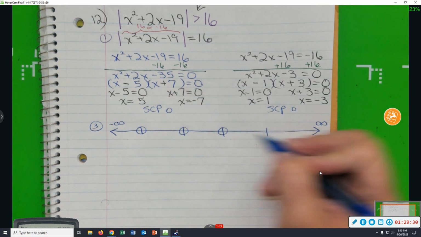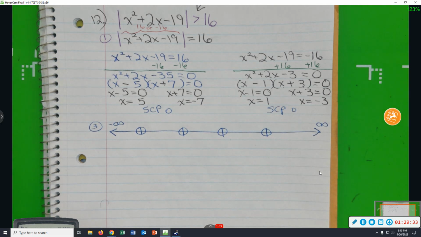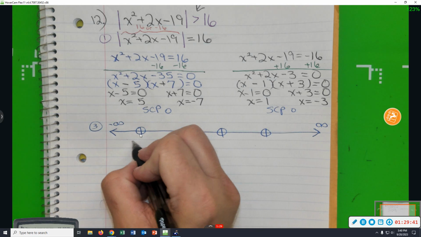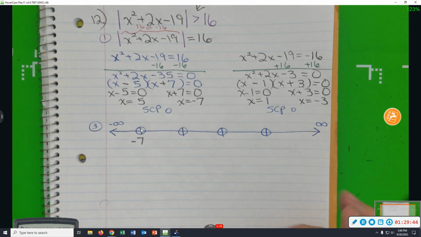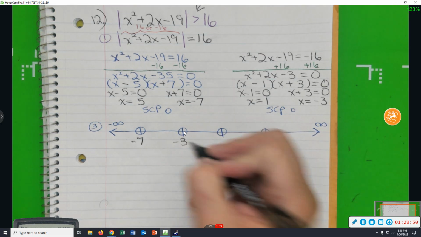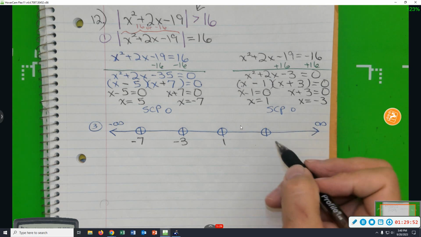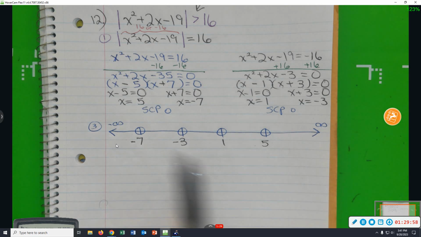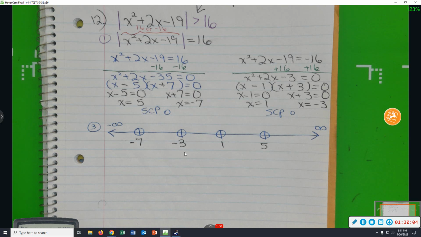Put those numbers in numerical order, left to right. Okay, which one's the first one? Which number's the smallest cut point? No, -7. I was about to go with the -3. Okay, so next, then the -3, and 1, and 5. There are 5 different intervals, but because we know these things are different factors, we know it's going to have to alternate. So, which number do you think I want to test? What's the easiest number for me to test?